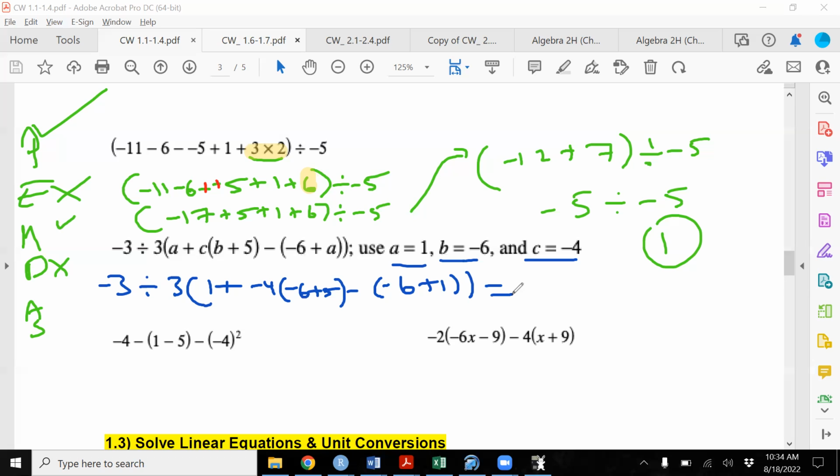Go ahead, Joe. Close. I got negative 1/10. Did you have a 30 somewhere along the way? Yeah. Okay. So you had negative 3 divided by 30. So you just mixed them up. Okay. So did anyone else get negative 1/10?